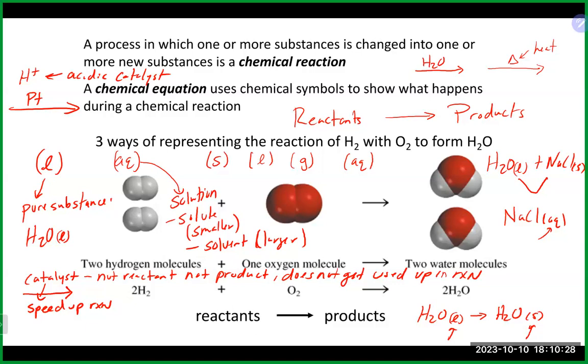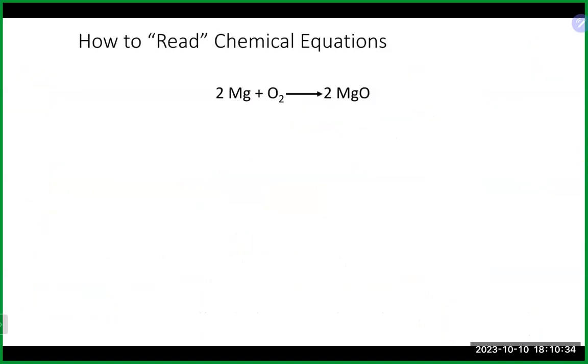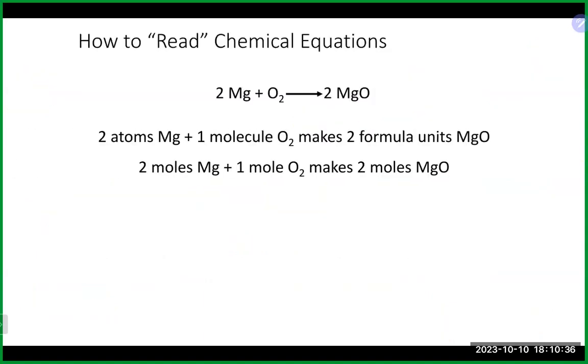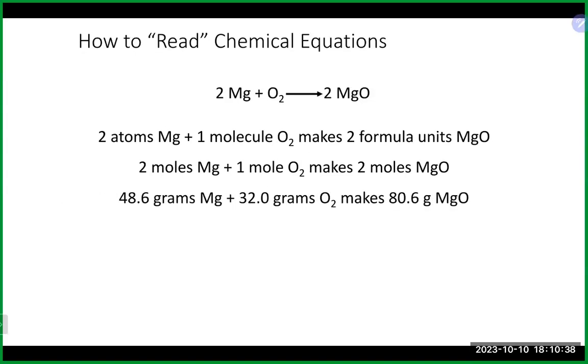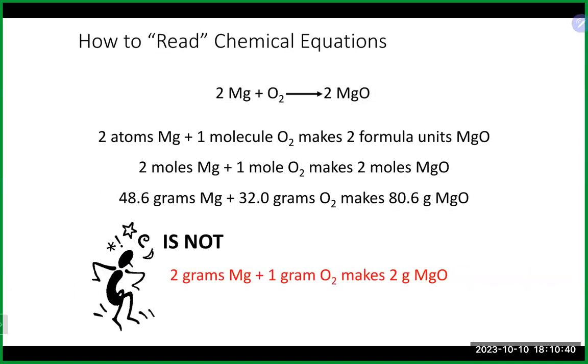Now, when we do look at a chemical equation, there are different ways that we could look at it and read it. So for example, if we have this equation here, which is our magnesium burning in oxygen, maybe you did this before in a previous class.